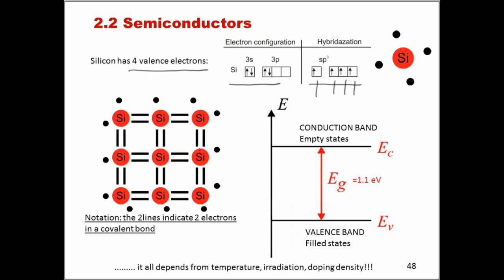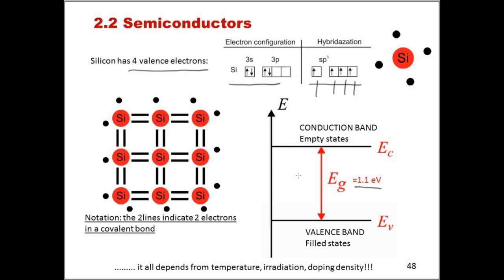And so here we can see how we represent this silicon crystal with double lines, due to the fact that each of these lines represents effectively an electron that is being shared between 2 neighboring silicon atoms. So 2 lines indicate 2 electrons that are being shared in a covalent bond.